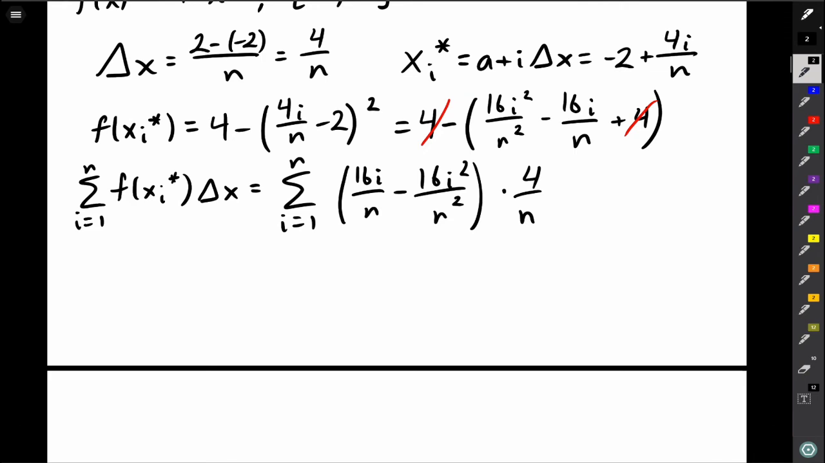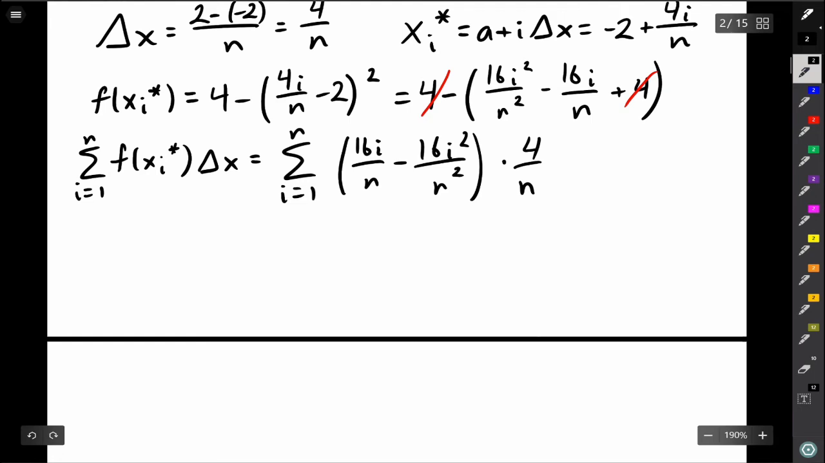So now that we have that, let's distribute this out. And what we want to do is split it up into a sum for each power of I. All right, so we're going to multiply this out. So this is 64I over n squared minus 64I squared over n cubed.